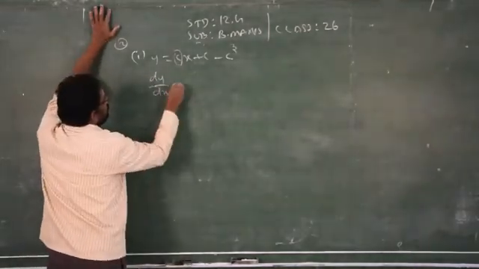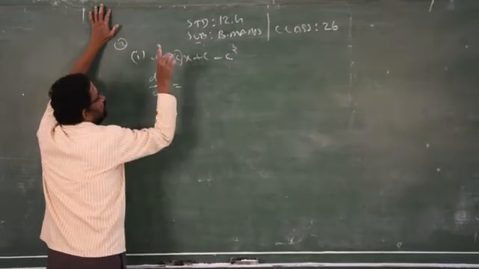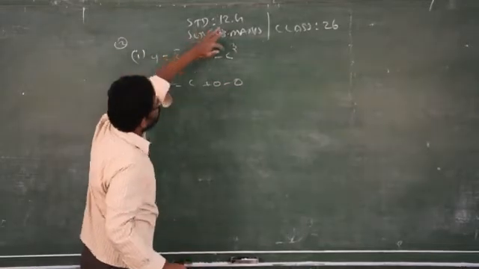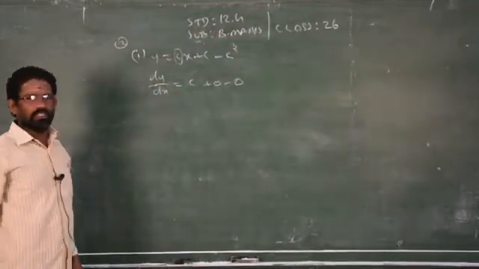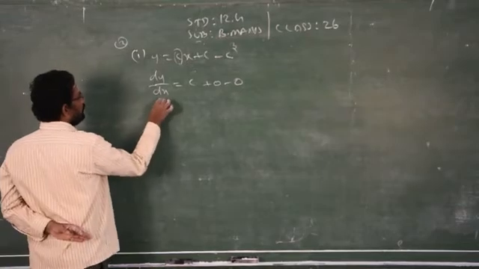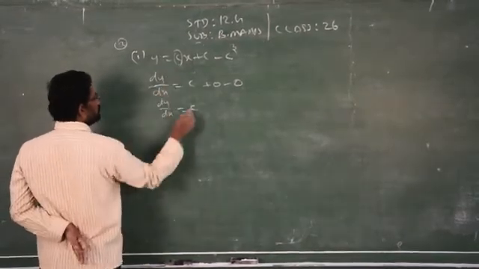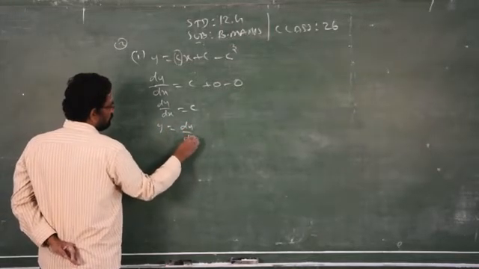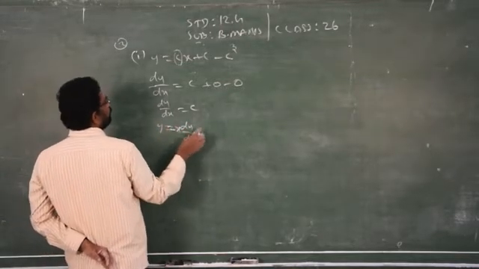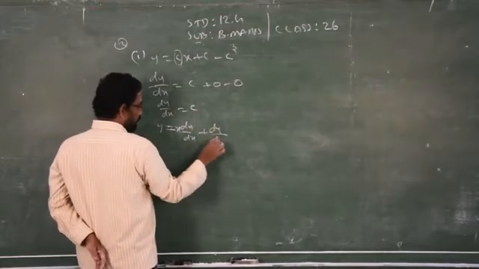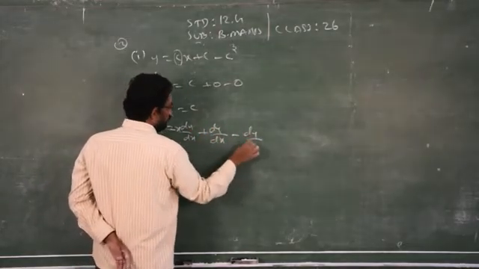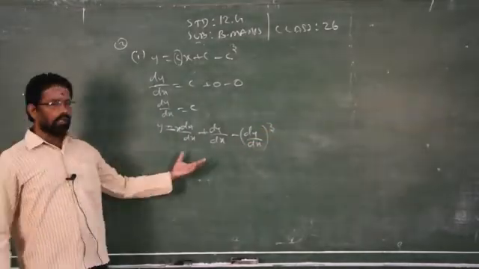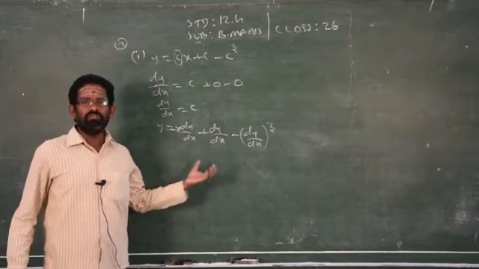So dy by dx is equal to, when you differentiate, x will become 1. So we get only c. The remaining will become 0 because there is no x. So differentiation of a constant is 0. So dy by dx, now you have to replace c by the derivative dy by dx, that is x into dy by dx plus dy by dx minus (dy by dx) power 3. That's all. This is your standard form of differential equation.